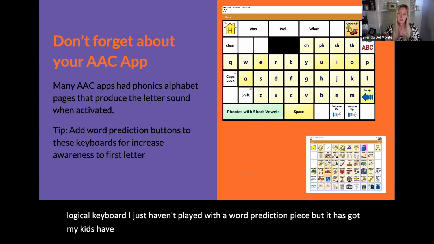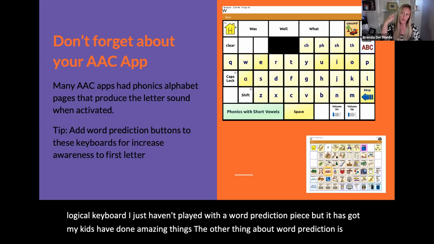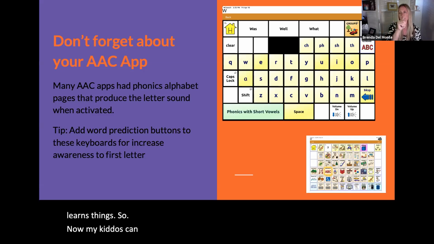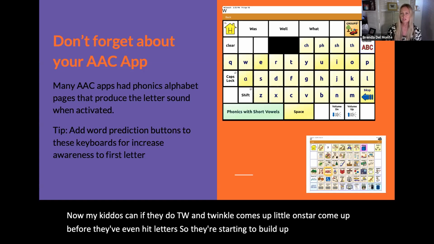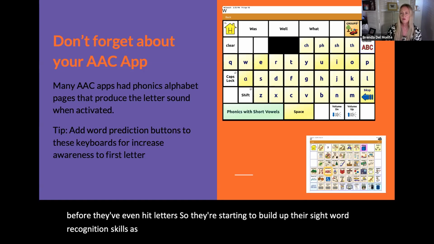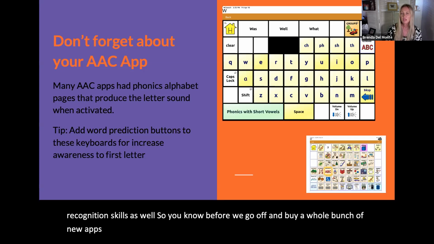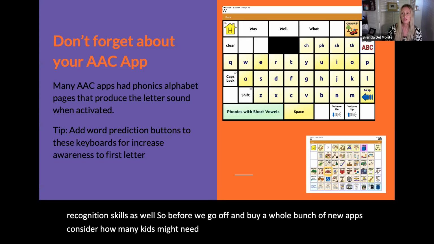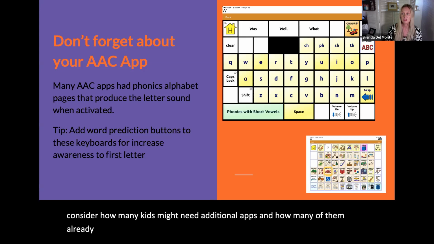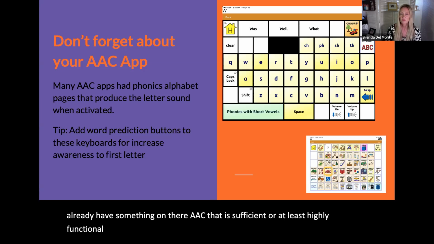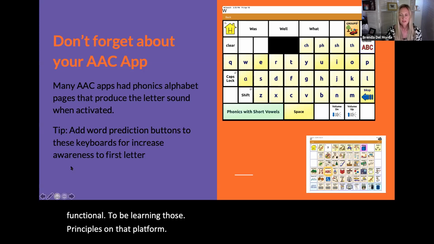The other thing about word prediction is it learns things. So now my kiddos, if they type TW and twinkle comes up, little and star come up before they've even hit letters. So they're starting to build up their sight word recognition skills as well. So before we go off and buy a whole bunch of new apps, consider how many kids might need additional apps and how many of them already have something on their AAC that is sufficient or at least highly functional to be learning those principles on that platform.